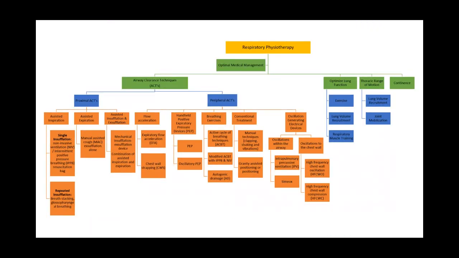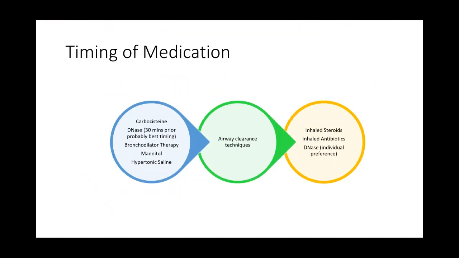So I highlighted respiratory physiotherapy has many components, but we're going to be concentrating on, for the rest of today's presentation, the peripheral airway clearance techniques with regards to 5 principles or 5 types: the flow acceleration, handheld positive expiratory pressure devices, breathing exercises, conventional treatment, and oscillatory generating devices which need an electrical power source. And I will be describing each of them to you now.